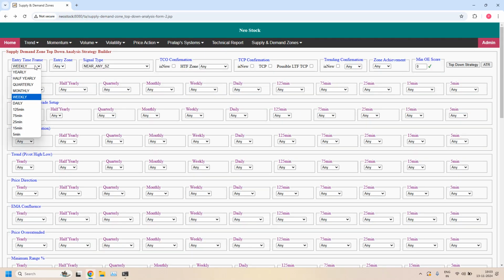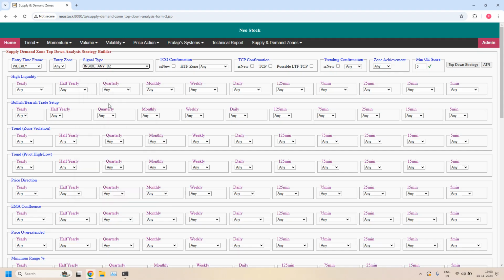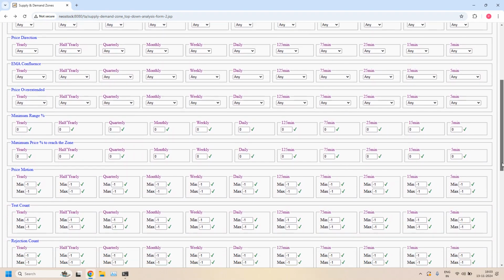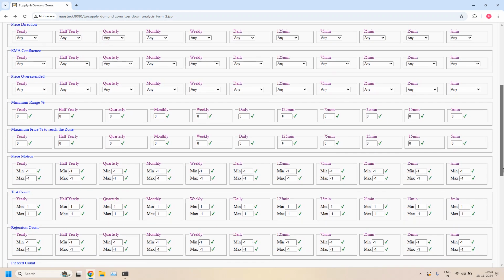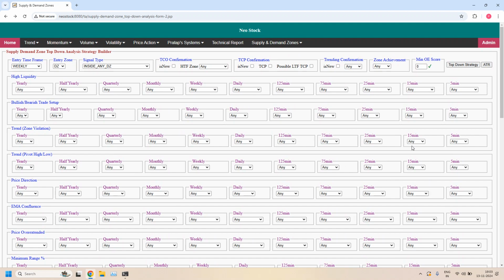Next, weekly time frame, let us find the stocks where price closed inside weekly demand zone. So these weekly demand zones should not be pierced. So in the pierced count, weekly time frame, I'm setting minimum value 0, maximum value 0. That means weekly zone is not pierced. Weekly demand zones. Let's filter.